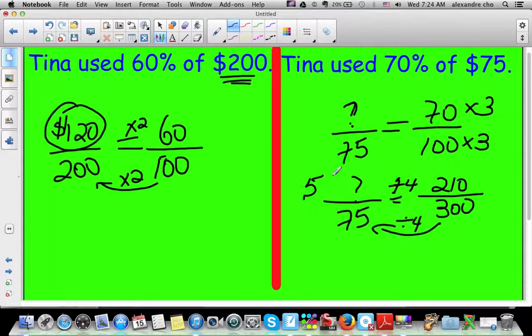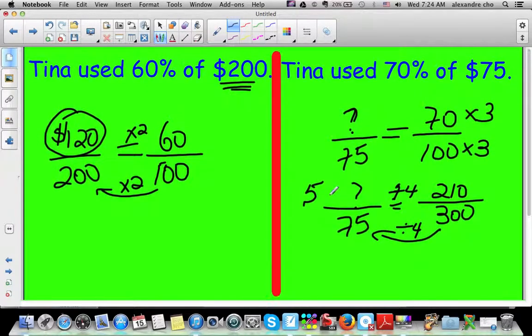I don't know why it's not writing. Stop moving. Okay, sorry, let me erase that. So the answer to that would be $52.50. So if Tina had $75, that would be how much she used, $52.50.